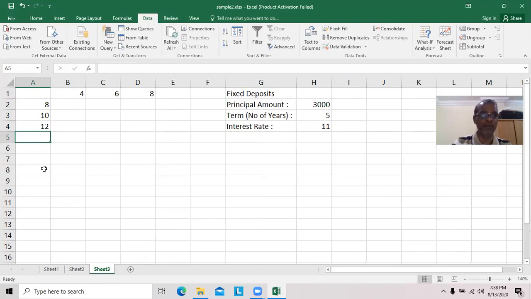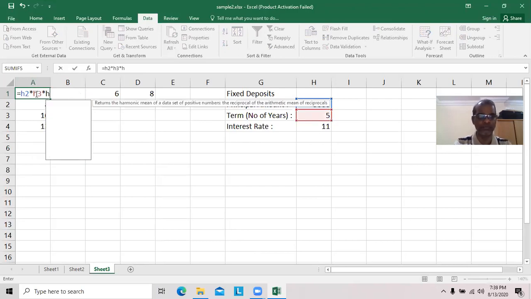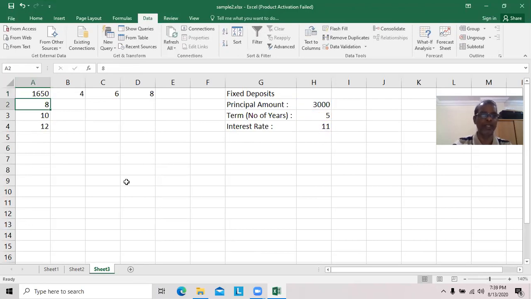Where are we going to type the formula, sir? Here you have to type the formula, because we are going to change two variables here. This is one variable, this is one variable. Here you have to type one. In A1, we have to type the formula. Same formula, H2 multiplied by H3 multiplied by H4 divided by 100. See it here, now we are applying one formula. We can keep it as 1,000 rupees.